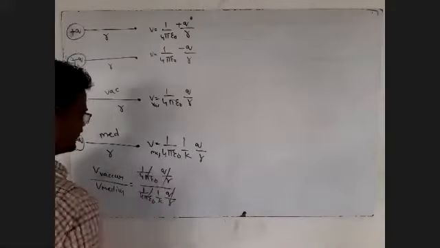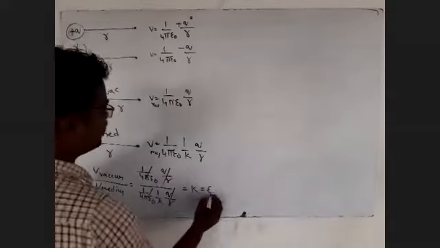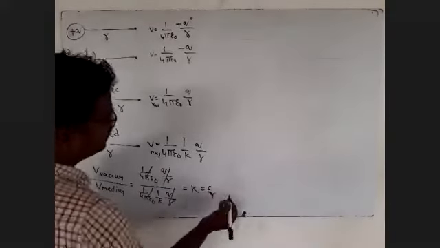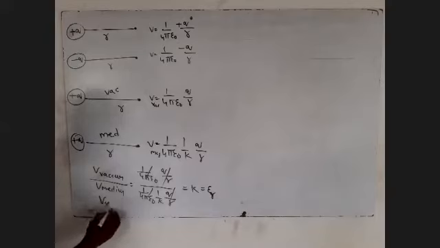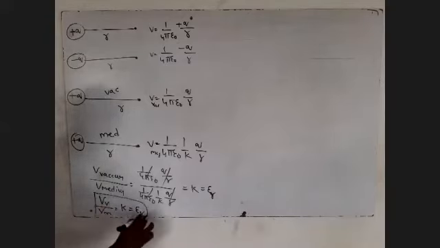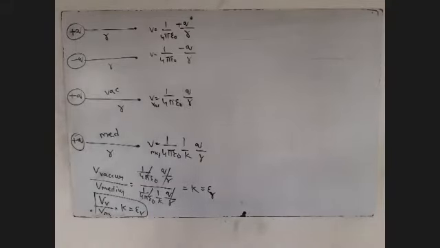So Q by R and Q by R cancel each other. This is the K value. So what is the meaning of that? This is epsilon R, also called relative permittivity. K means dielectric constant. So V vacuum by V medium is equal to K, which is equal to epsilon R. This is the relation between V vacuum and V medium. This is a very important formula. Okay.